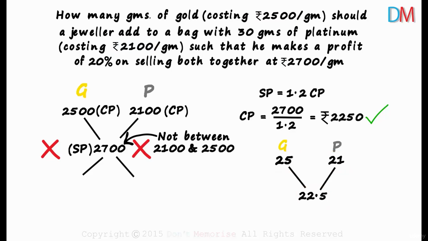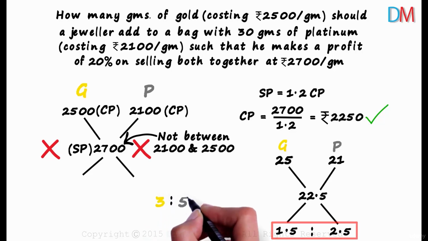Will the ratio change if we do this? Not at all. If we had not divided these three by 100, it would have got cancelled anyway after simplifying this ratio. So we use the diagonal and the larger minus smaller concept. 22.5 minus 21 is 1.5 and 25 minus 22.5 is 2.5. And this is a ratio. This is the same as 15 to 25 or 3 to 5.